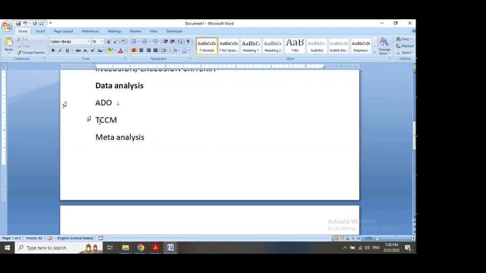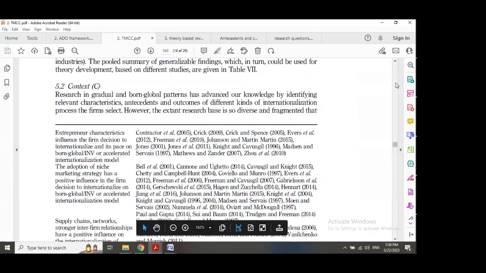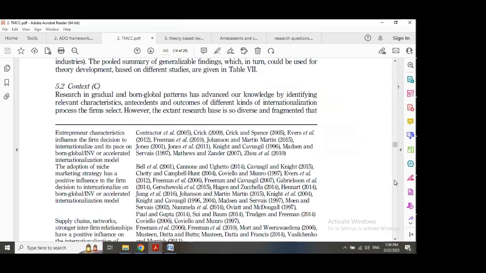The second way of writing is through the TCCM model. Let me tell you what that is. First is theory development. This is also very, very important. Please understand this. All the theories used in the previous papers, the author will talk about that. So that is theory development. In the TCCM framework, all the theories that have been talked about in previous papers, you can make a table with the help of this. This is what this person has done.